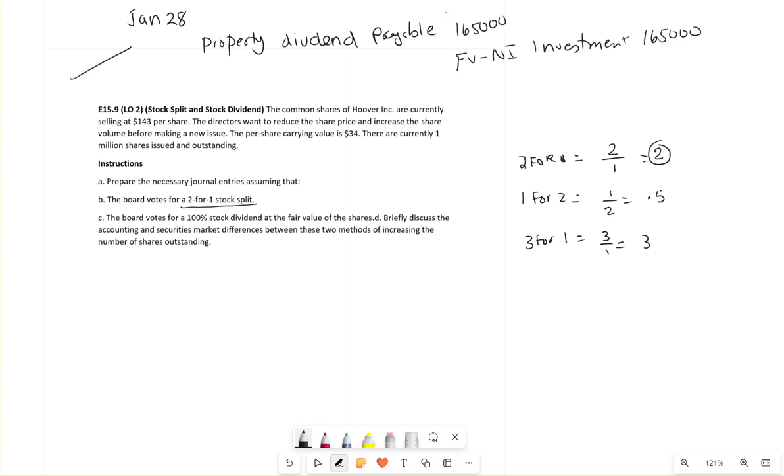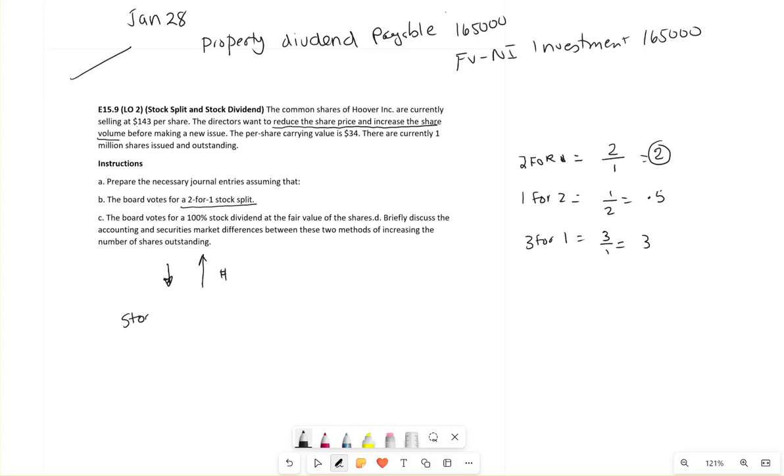The common shares of Hoover Inc. are currently selling at $143 per share. The bank wants to reduce the share price and increase the share value. So what we wanted to do is bring the price of the shares down, and increase the number of shares that are outstanding. The per share carrying value is 34. They currently have 1 million shares outstanding.